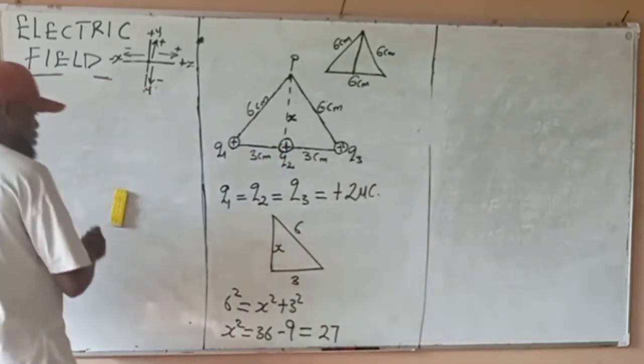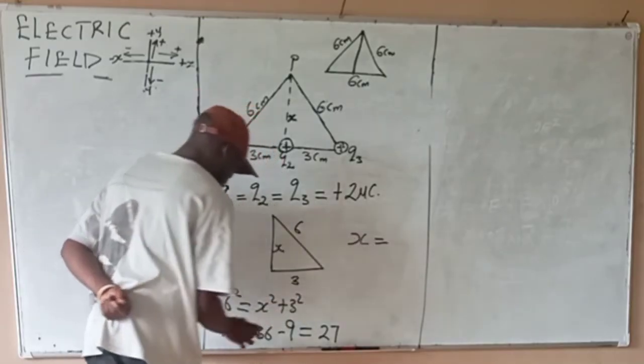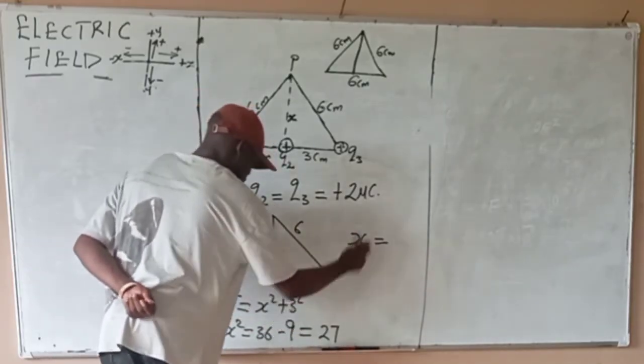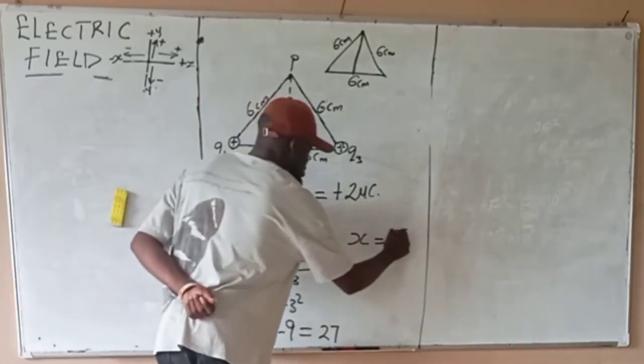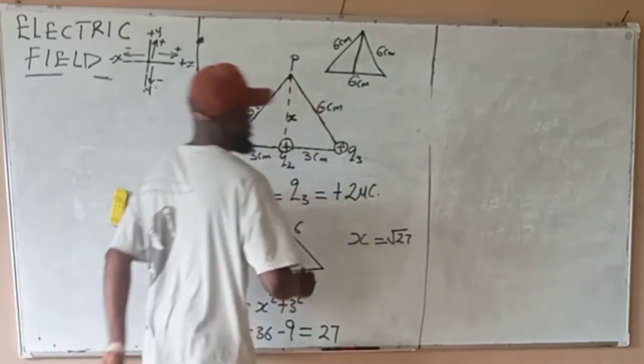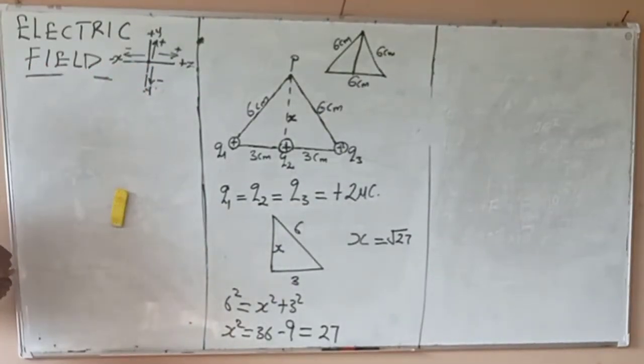That's what I'm going to have. And x will now be equal to, you take the square root of both sides, this square will go, then x will be equal to root 27. That is going to be x.